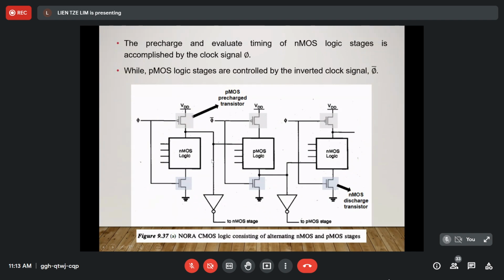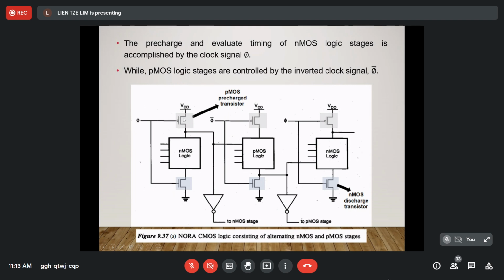Okay, this is figure 9.37 with NORA CMOS logic consisting of alternating NMOS and PMOS stages. Okay, you see all these are cascaded. There are three domino logic circuits and they are cascaded. When they form together, then we call them a NORA CMOS logic. Since each of these circuits here are in cascade, this is a domino.